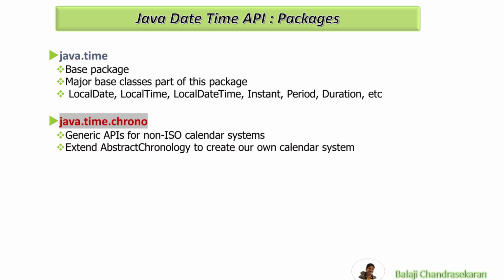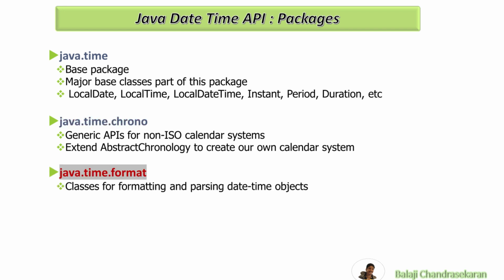java.time.chrono. This package defines generic APIs for non-ISO calendar systems. We can extend the abstract Chronology class to create our own calendar system. java.time.format. This package contains classes used for formatting and parsing datetime objects. Most of the time we would not be directly using them because the principal classes in the java.time package provide formatting and parsing methods.